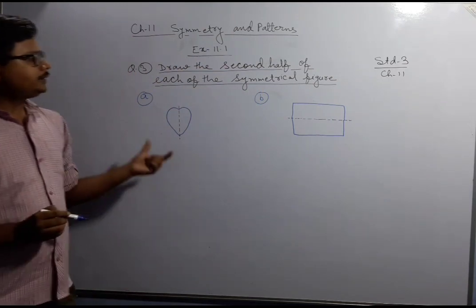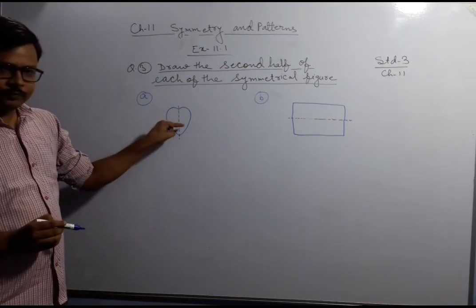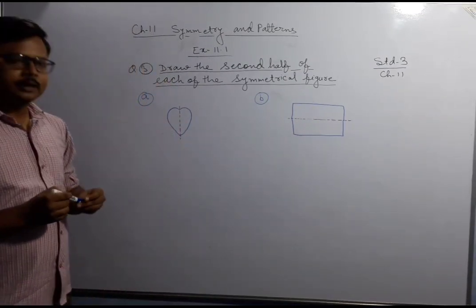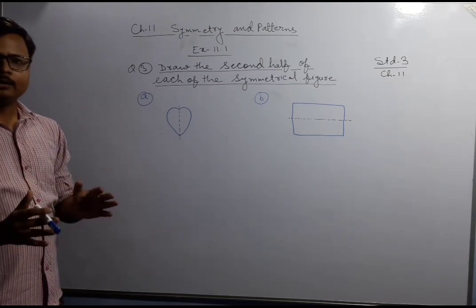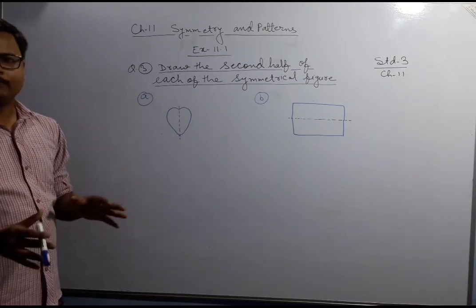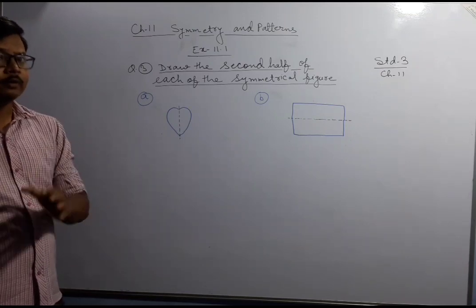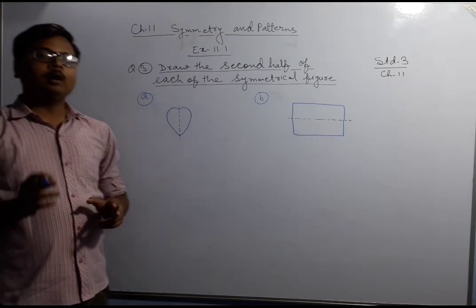See, in this case you can see that I have made the second half in this figure as well as the second half in this figure. So by this you can understand that a line of symmetry divides a figure, a body or alphabet or anything into two equal halves. Two equal halves, not unequal halves. Okay, that is why it is called line of symmetry.